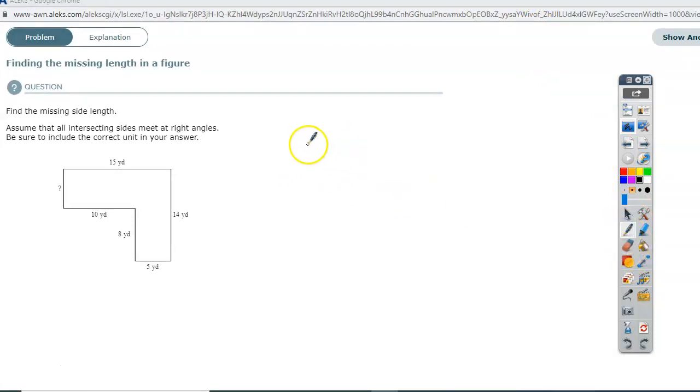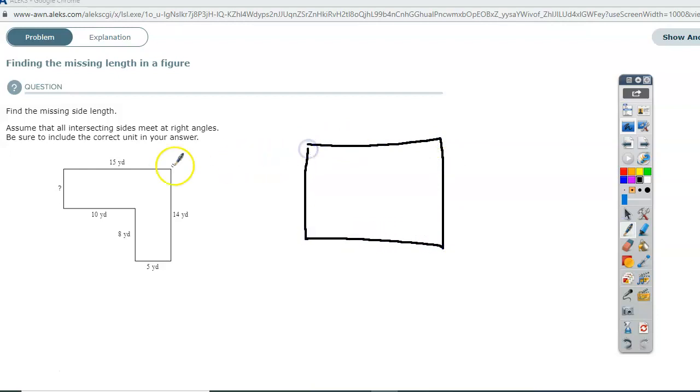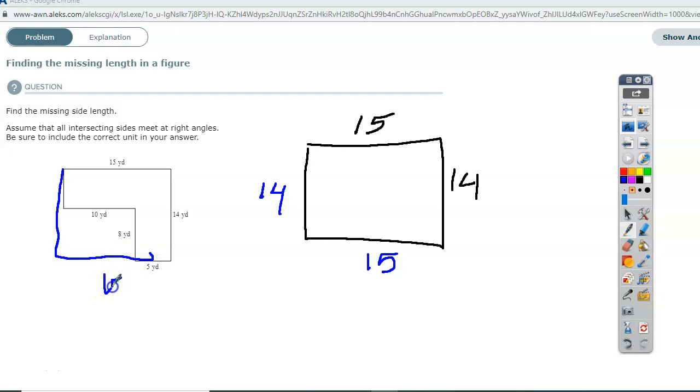Okay, so the first thing I need you to understand is that a rectangle, when you just look at a regular rectangle, let's say this side is 15 and this side is 14. That means this side is also 14 and this side is also 15, because that's the way rectangles are. The opposite sides should be the same. So if I create a rectangle, this has to be 15 and this has to be 14.